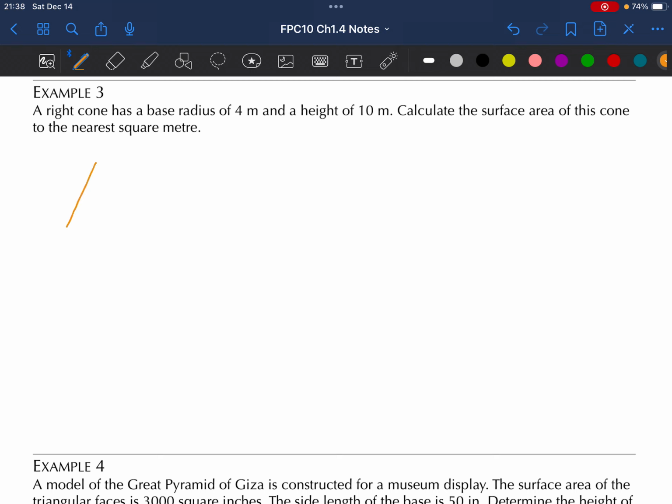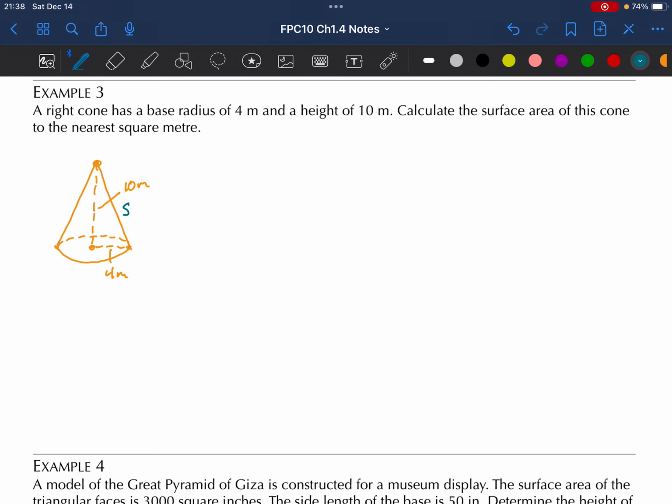So let's draw a little picture out here. I got myself a cone. I draw a curved surface there and then a dashed surface there. I know that my perpendicular height is right here. This is 10 meters, and I know that my radius is 4 meters. But what I really need is my slant height.